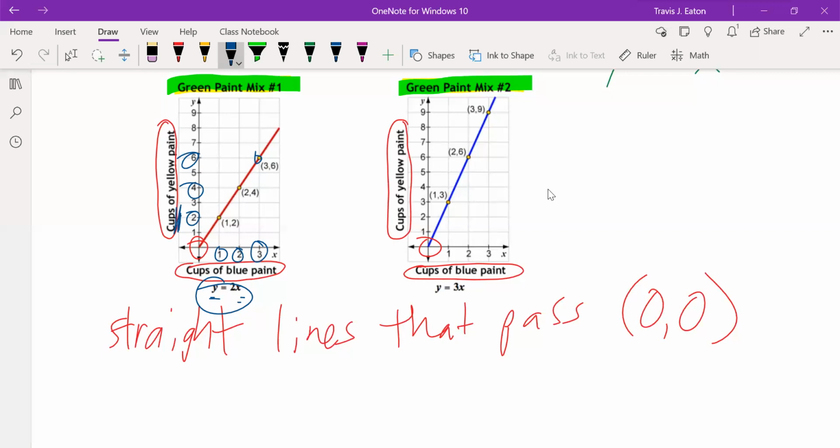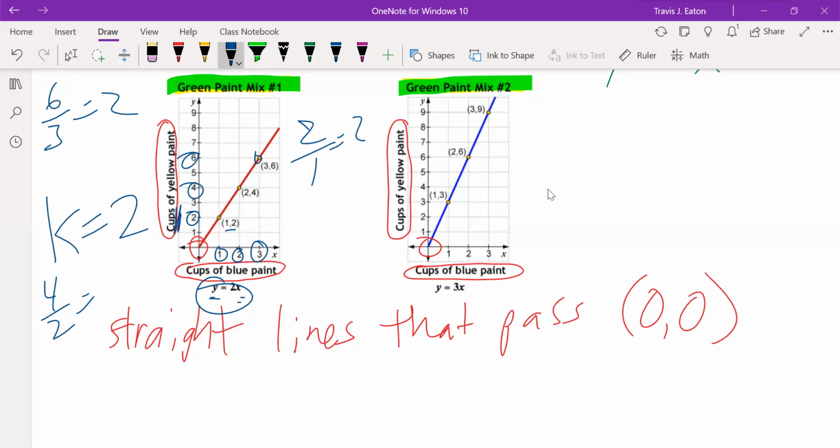That relationship between yellow and blue never changes. 6 divided by 3 is 2. 4 divided by 2 is 2. 2 divided by 1 is 2. So our constant of proportionality for this one is 2. We can see right away that when we divide our y by our x, it always equals that constant.